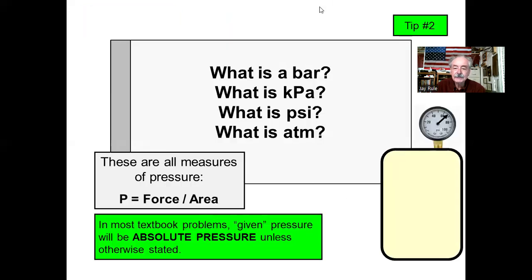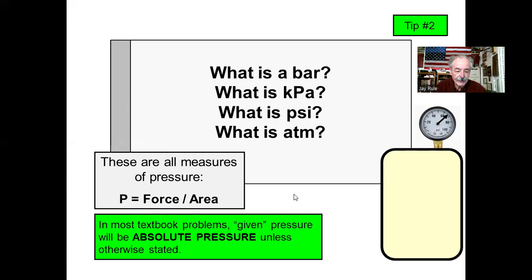Okay, next set of tips. What's a bar? What is kPa? What's PSI? What is ATM, atmospheres? Well, they're all measures of pressure, aren't they? You know that. You've got that nailed. Here's a pressure gauge on a tank. So all of these units are measures associated with pressure, or force over area. So a force divided by an area.